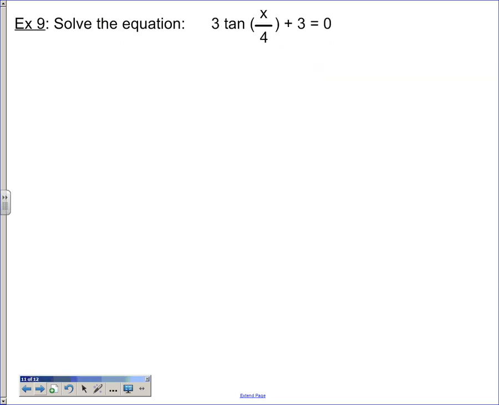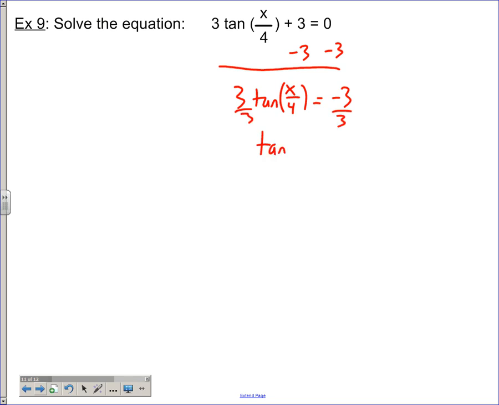And our final example, in this case it's tangent. So our typical period for tangent is pi, but in this case we expect it to be our b value of 4 times pi, so 4 pi. So we'll see what happens when we isolate this function. We'll subtract 3, we get 3 tangent of x over 4 equals -3. We're going to divide both sides by 3 and get tangent of x over 4 equals -1.